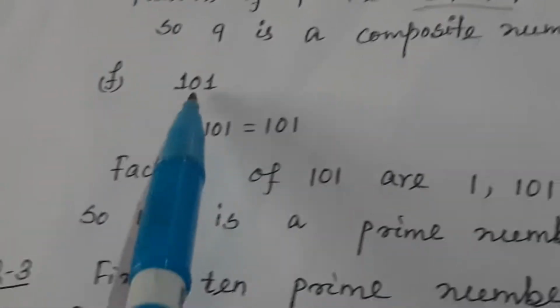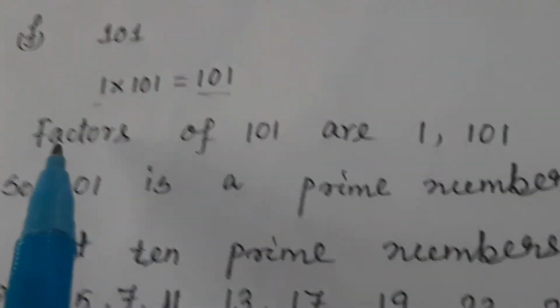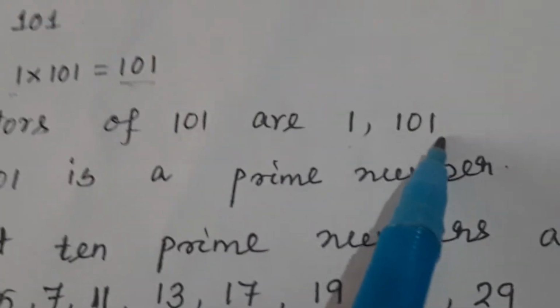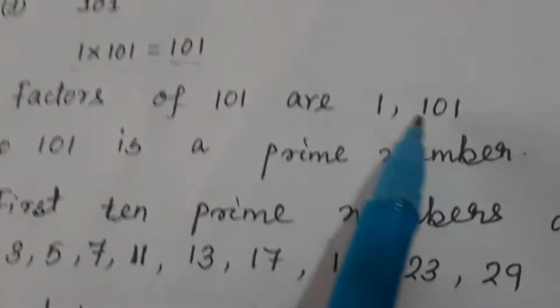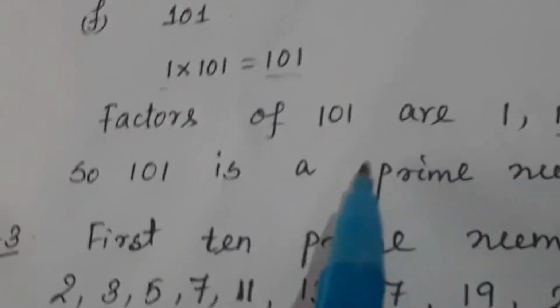Like this, in part F, 101 is given. What are the factors of 101? 1 into 101 equals 101. There are no other factors. The factors of 101 are 1 and 101. As it contains only 2 factors, 1 and the number itself, 101 is a prime number. Like this you have to do B, C, D, E.